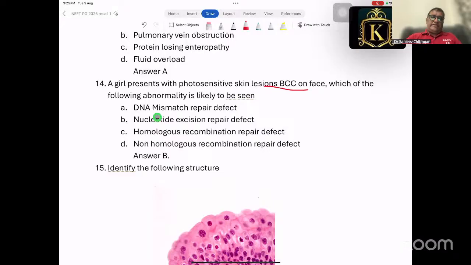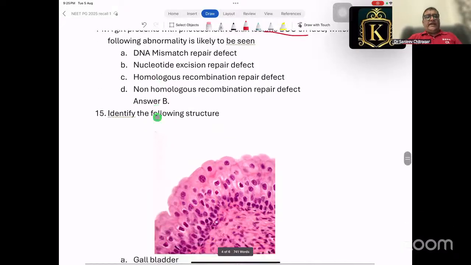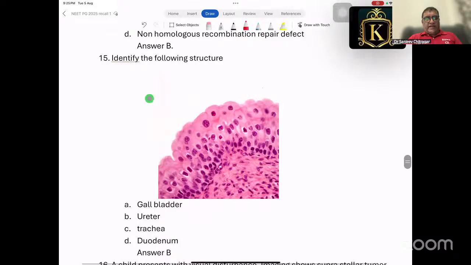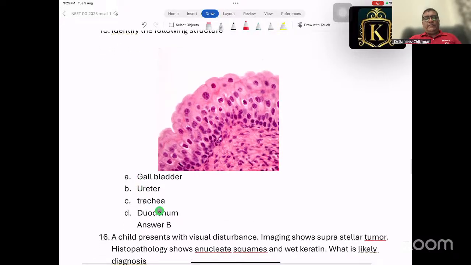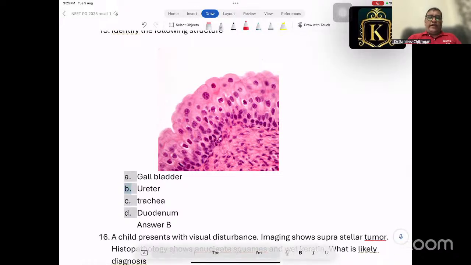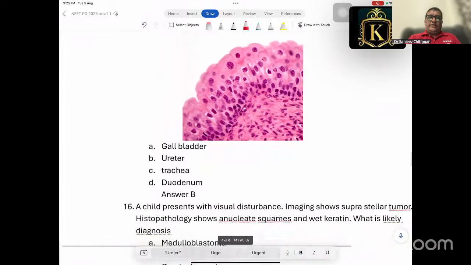Next, there was an image like this. Identify the following structure, and people said there was a stratified epithelium. Some people told it was definitely transitional as well. The options given were gallbladder, ureter, trachea, duodenum. If it was a stratified epithelium, amongst these only one will show stratified epithelium, the ureter. It will be a stratified transitional epithelium actually, right? That is your ureter.